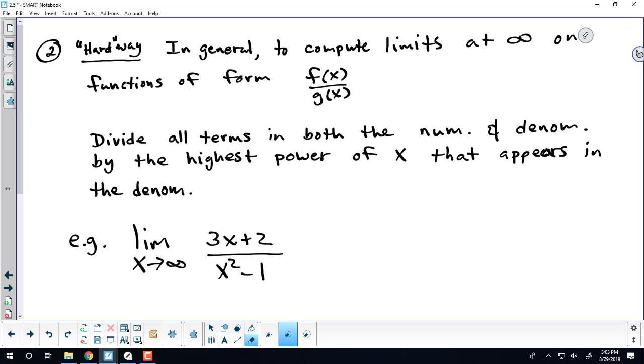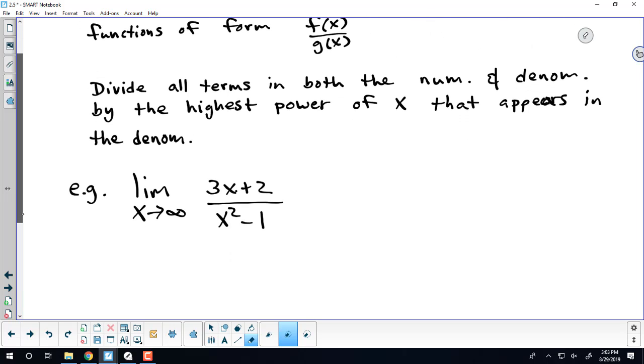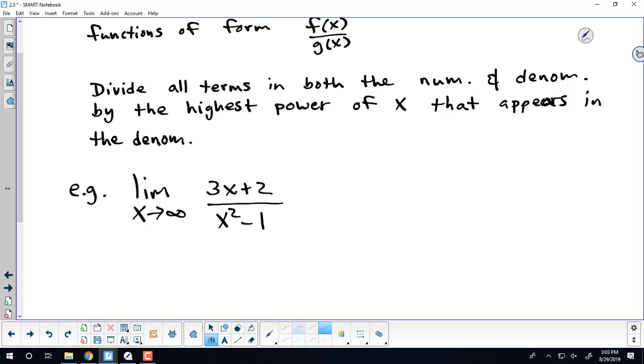But the harder way is the general approach if you have any quotient that you're computing the limit at infinity on. So in general, to compute any of the limits at infinity, like f of x over g of x, we have to divide all terms in the numerator and the denominator by the highest power that occurs in the denominator. That's kind of a mouthful, but basically, in order to compute this limit, I'm going to identify the highest power of x in my denominator, x squared, and then I'm going to divide everything by x squared.